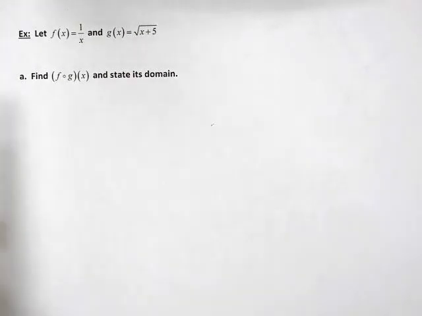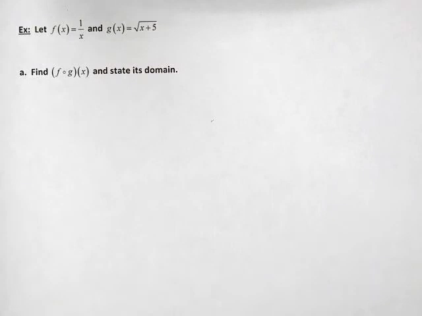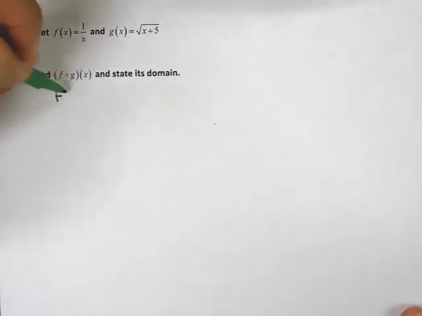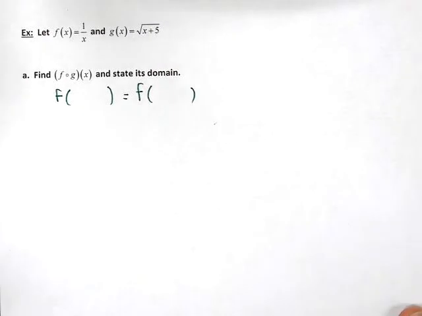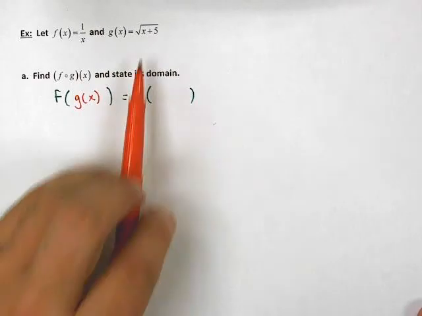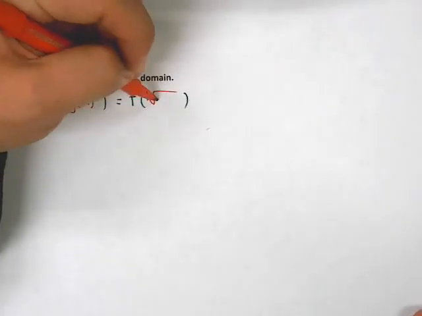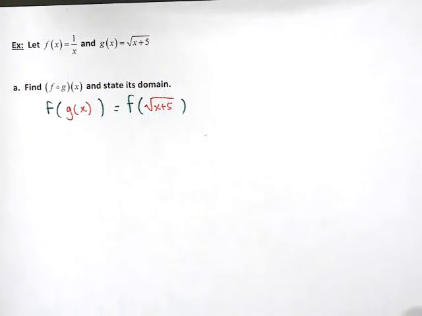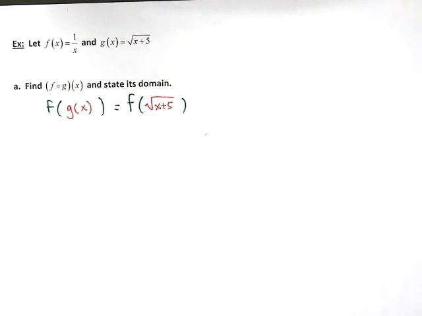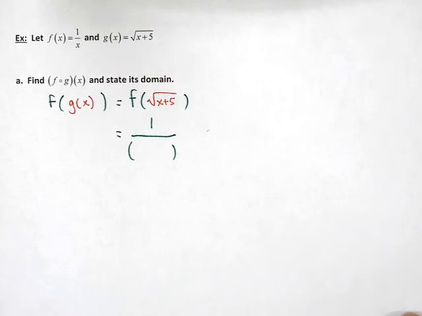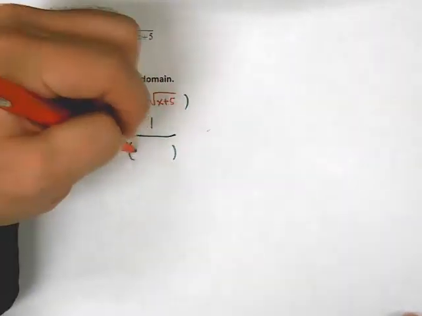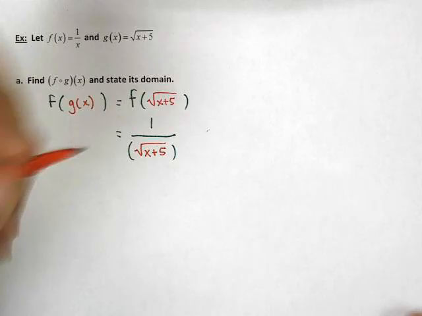We are again finding f of g of x first. So f of g of x, and I'm just going to replace g of x with the g of x function, square root of x plus 5. Let's take a look. We now know that our f function is 1 over the input, so 1 over input, and we know that our input is square root of x plus 5.